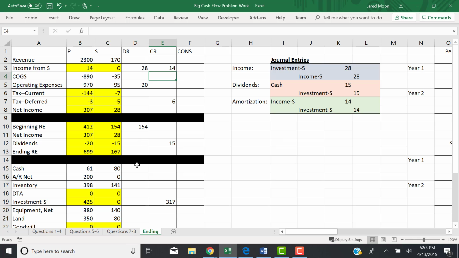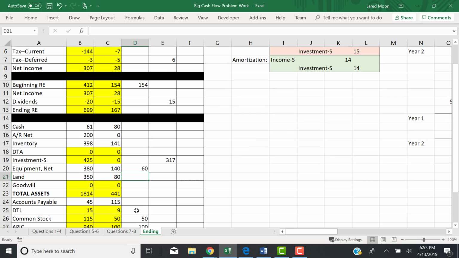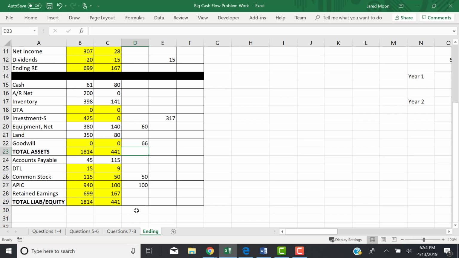We now need to add in to the equipment only 60. Why? Because it started at 100, and last year we used 20. This year we used 20, so now the remainder is 60. And goodwill, again, still 66. And then the DTL only goes up 18 because it started at 30, and then we lowered it 6 last year and lowered it 6 this year. So the net remainder is 18 for the same reason that this amount is 60.